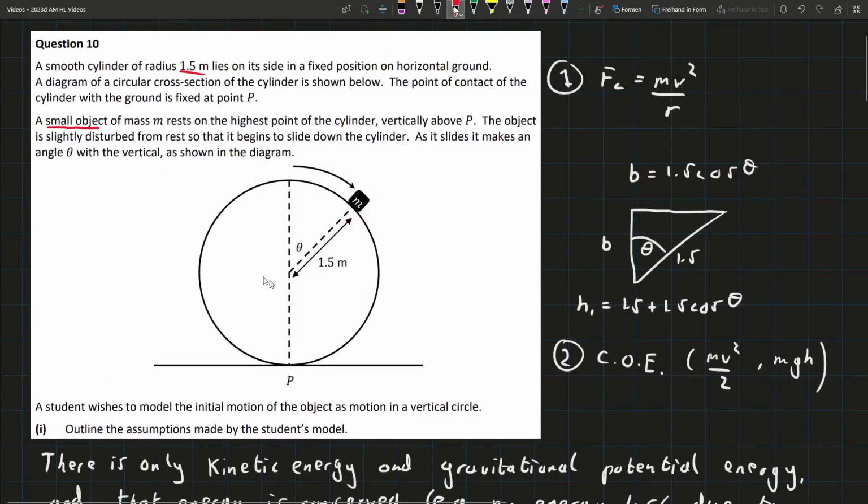Remember when we were finding the height at any point theta, we did this right angle triangle. We said this was the height. This part here is going to be the horizontal distance it travels. So this horizontal distance is basically going to be 1.5 times sine theta, that's going across. Then it leaves the circle, and then we can use the SUVAT equations to figure out how far it travels after that. So 1.5 sine theta is from P to when it leaves the circle.